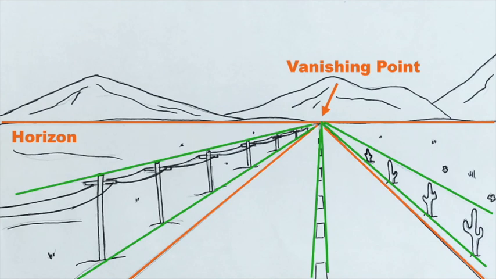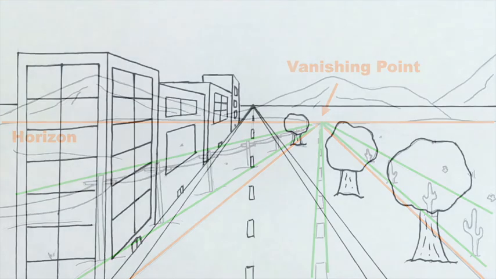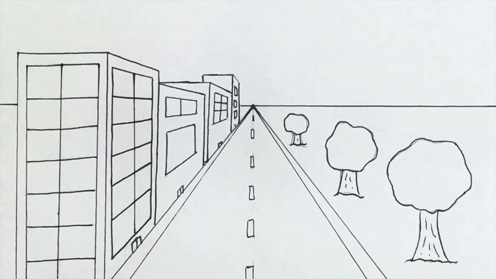Now, this is a pretty simple one that we've been looking at. It's got just a couple of things that show us that perspective. It's got my telephone poles. It's got the cacti. Way off in the distance, we see some mountains, things like that, but there's not a whole lot going on. Now, you can get as complicated with this as you want.